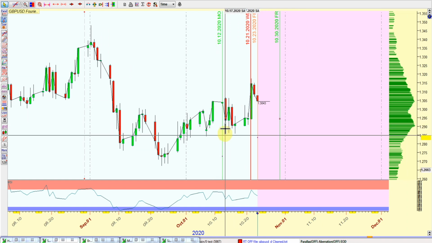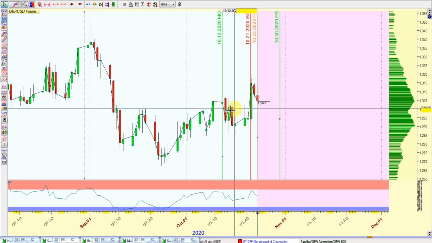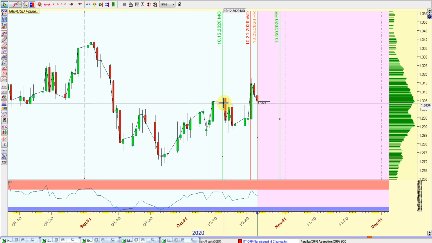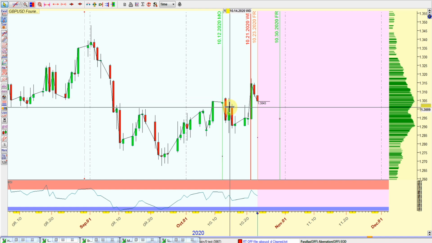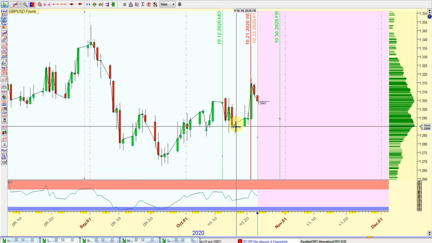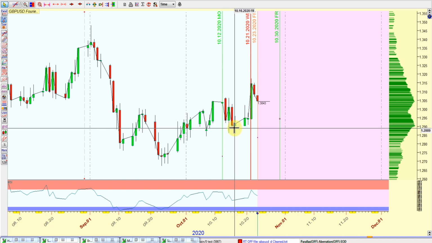Okay, so recap. Let's look at what happened 2 weeks ago. This October 12th, you see that there was a Fourier analysis indication here, and now looking in hindsight, it was a top. And then we just kind of chopped around here for that whole week, very choppy, and then made a low.